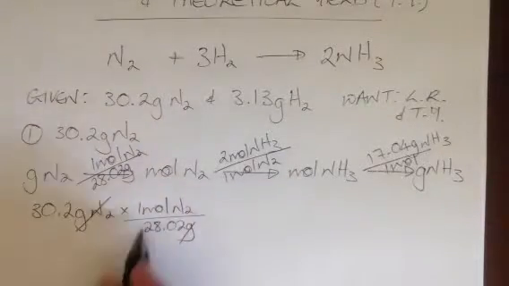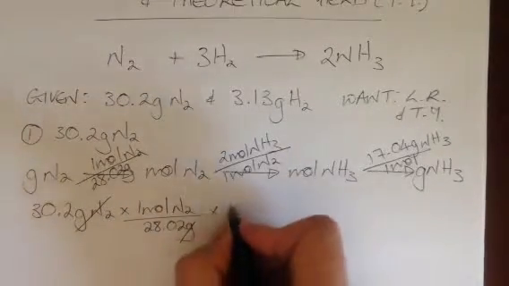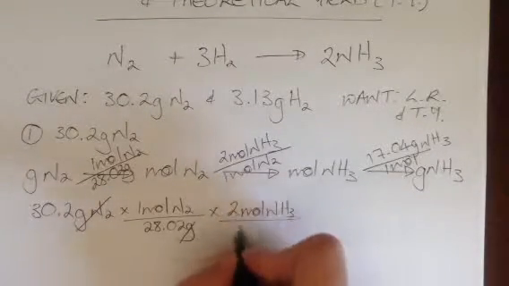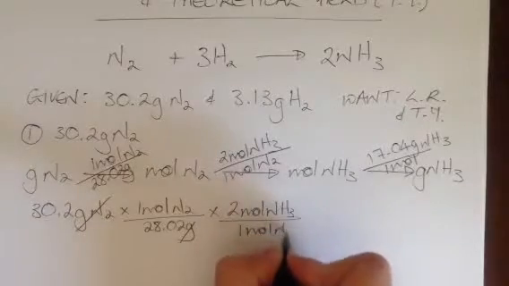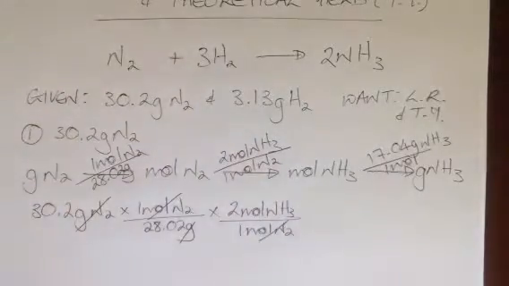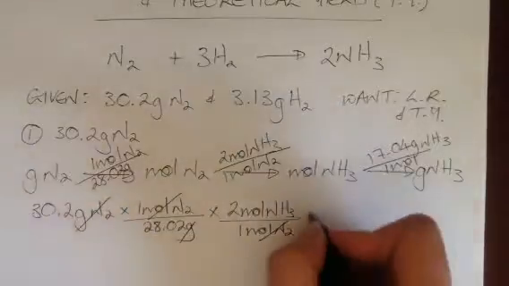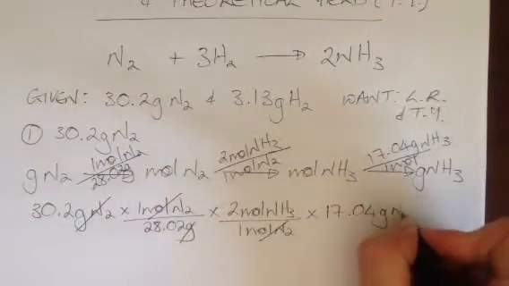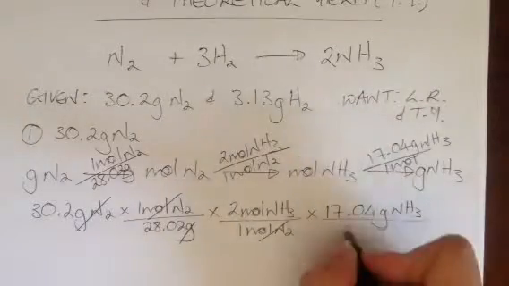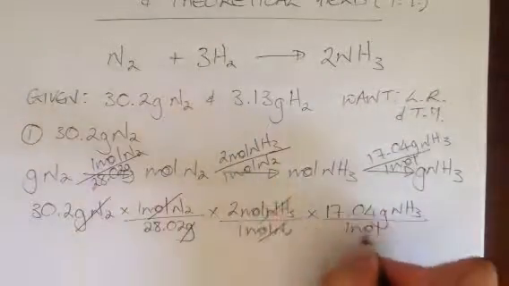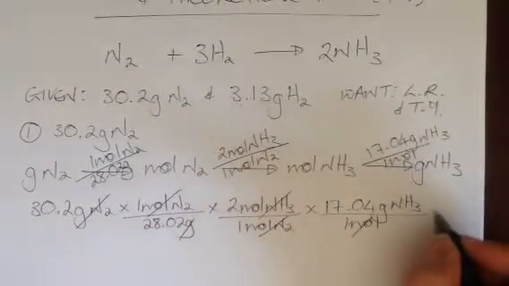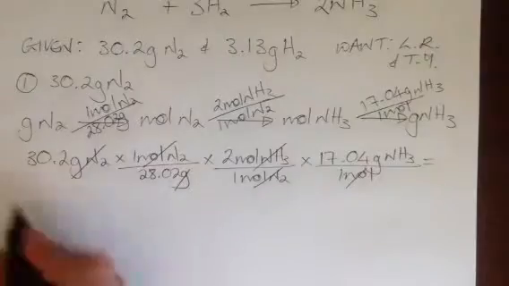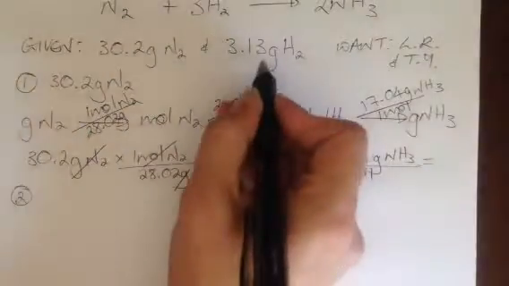Grams of nitrogen cancel, and we're left with moles of nitrogen. And then convert to moles of ammonia using the molar ratio from the equation. So moles of nitrogen cancel, and you're left with moles of ammonia. And then moles to grams using the molar mass. So moles of ammonia cancel, and you're left with grams of ammonia. Okay, before we put that into our calculator, let's set up the next one.